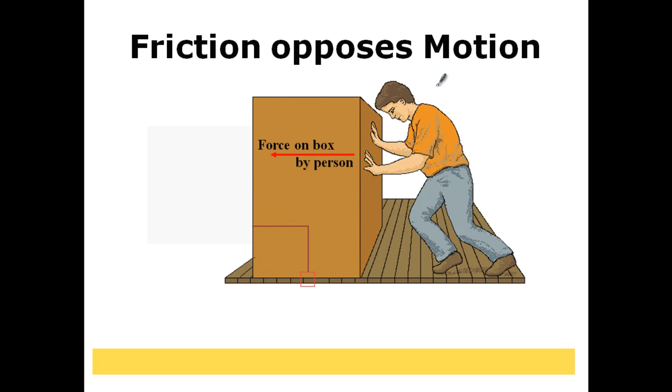Now we're going to talk about friction. The person pushes on the box, so we draw an arrow. The force on the box by the person is equal to the force on the person by the box. There's also a force on the floor by the box, and a force of the box by the floor.